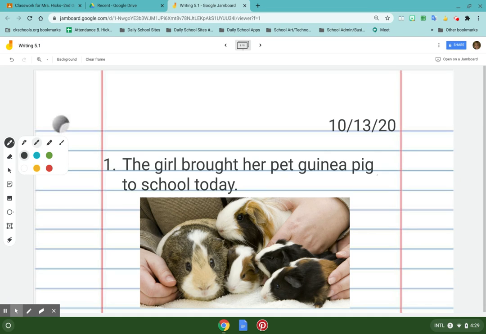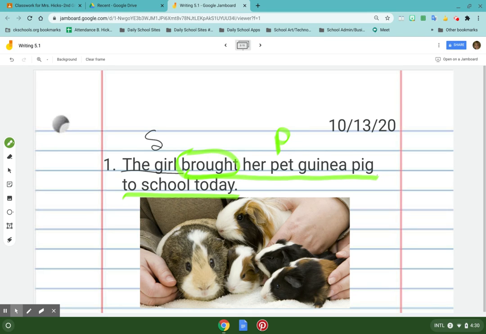All right. So in this sentence, the whole sentence is about the girl. So I'm going to put an S there because the girl is who's doing the action. She is the main subject of our sentence. All right. I don't like that pen, but I'm going to do it anyway. All right. The verb. The verb is what the girl does. What is she doing in the sentence? Well, she brought something to school. All right. The girl brought. Brought being our verb. So then we know that everything after it is going to be our predicate. All right. So that's our predicate.